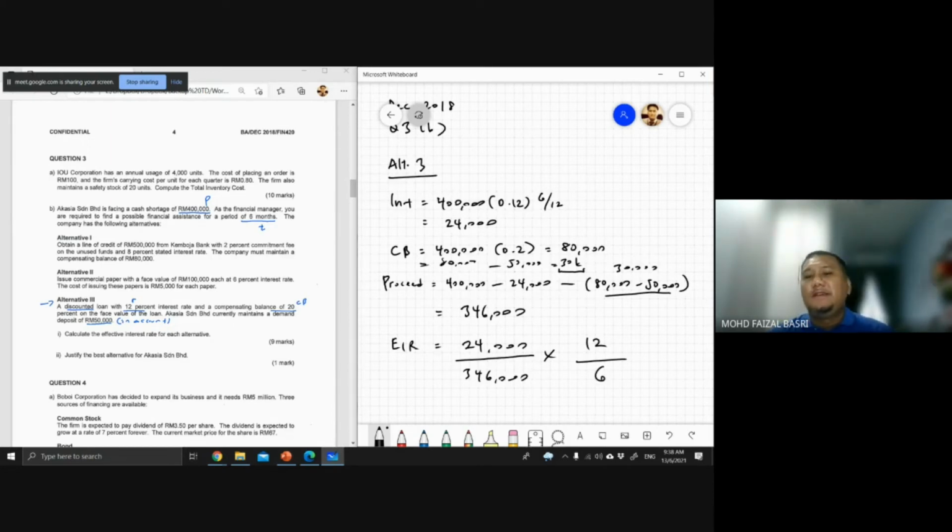Another thing: don't get confused between this EIR formula and this one. This is the term for interest. Always divide by 12 if it is less than 1 year. But in the formula earlier, if you noticed, it is 12 divided by T. That's why the T is always at the bottom. Don't get confused between 6/12 and 12/6. These are two different things. This is for interest calculation. This is based on EIR.